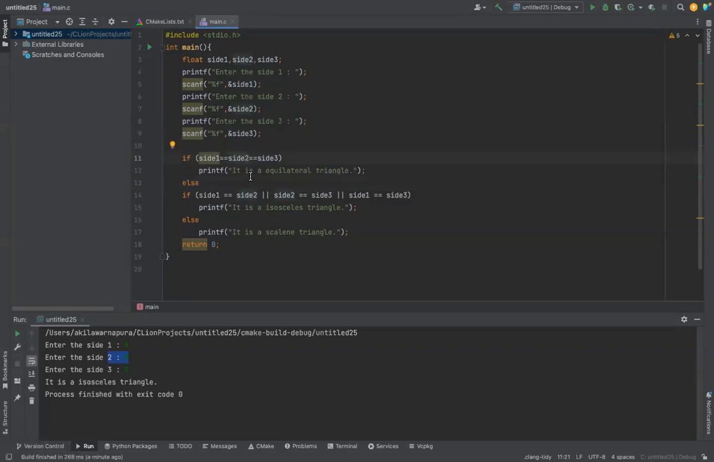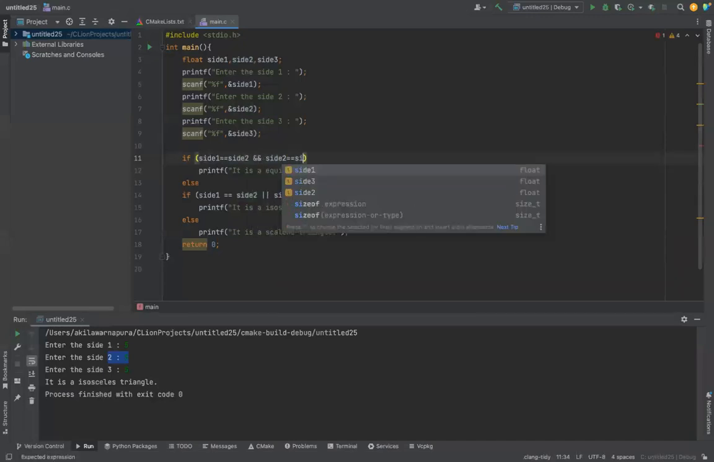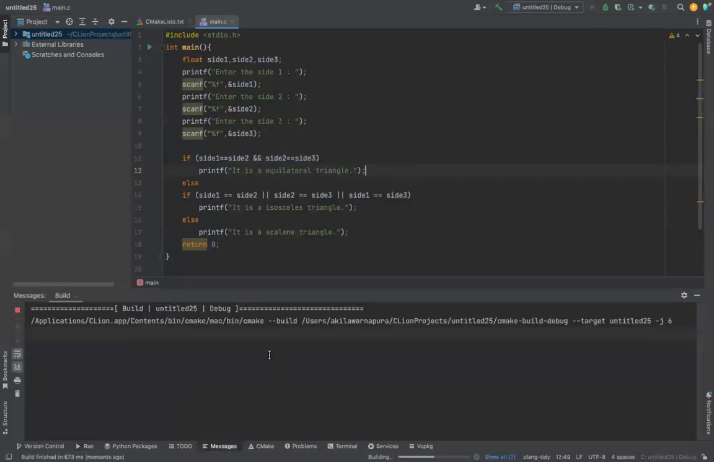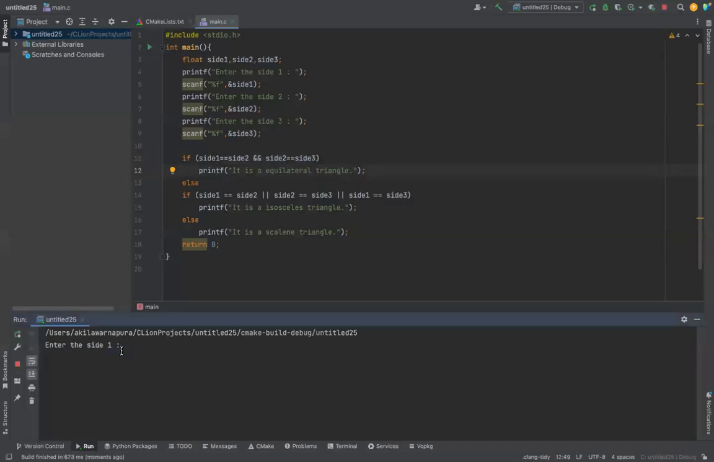If side 1 equals side 2, that is one logic. Then side 2 equals side 3. Okay, then you can provide that it is equilateral. Let's say 5, 5, 5. Now it is equilateral.